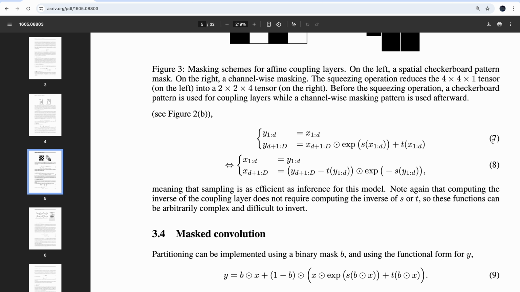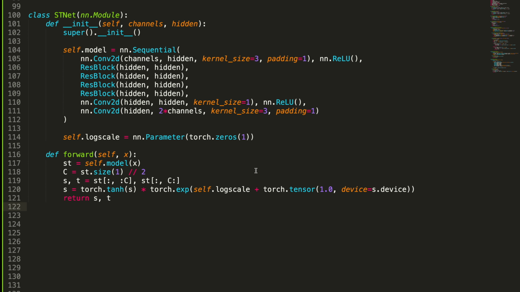So you see, equation 7, we go from X to Y. Equation 8, it's the inverse. We go from Y to X.